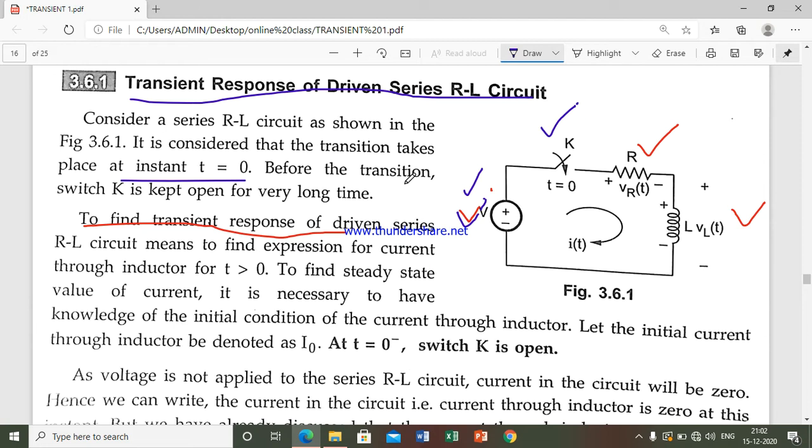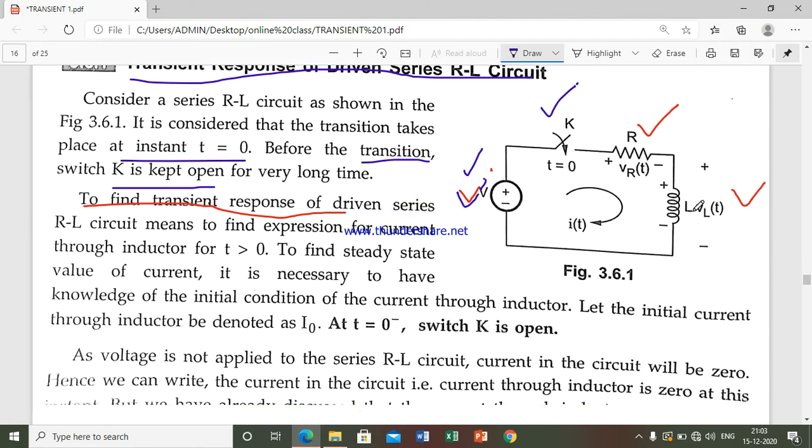Before the transition, before the switch closes, switch K is kept open. We keep switch K open for a long time period. Obviously, if you keep the switch open for a long time, whatever energy was stored in the past history will be dissipated.